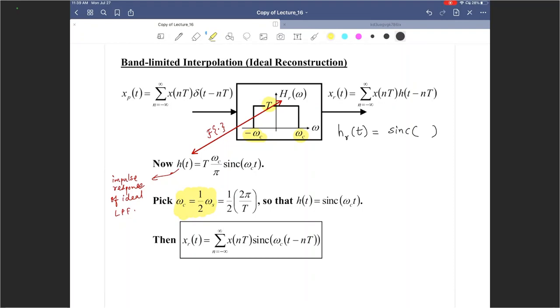So if I pick omega c to be omega s divided by 2 and substitute that omega c over here, my h of t, the impulse response of this filter for that particular omega c, is simply sinc of omega sub c. So in order for me to reconstruct, I'm going to pass this sampled signal. This is my sampled signal, right?